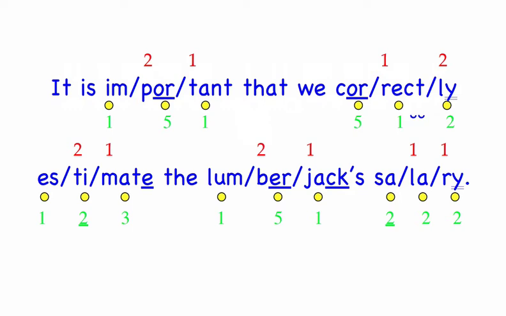Notice in correctly we have a CT blend that you must keep together with the short E sound, so we put a half circle under the C and T to indicate it must remain together for division purposes. Also in lumberjacks, notice at the end of the word we have an apostrophe S. When you want to show possession, you would use apostrophe followed by the S to indicate possession.